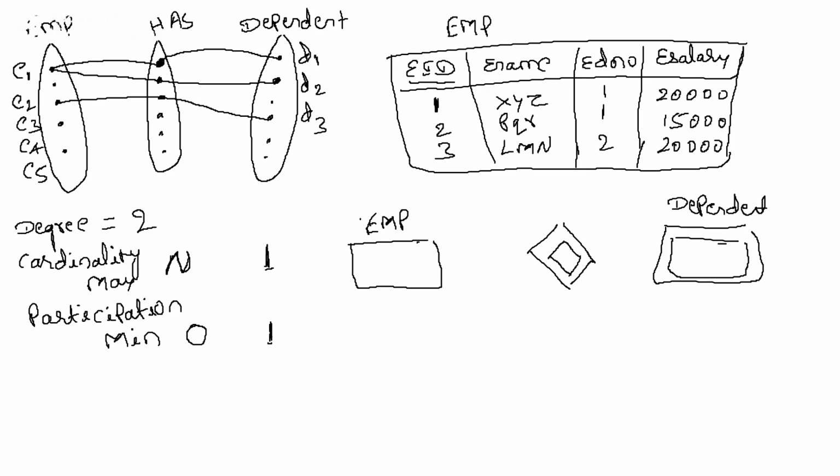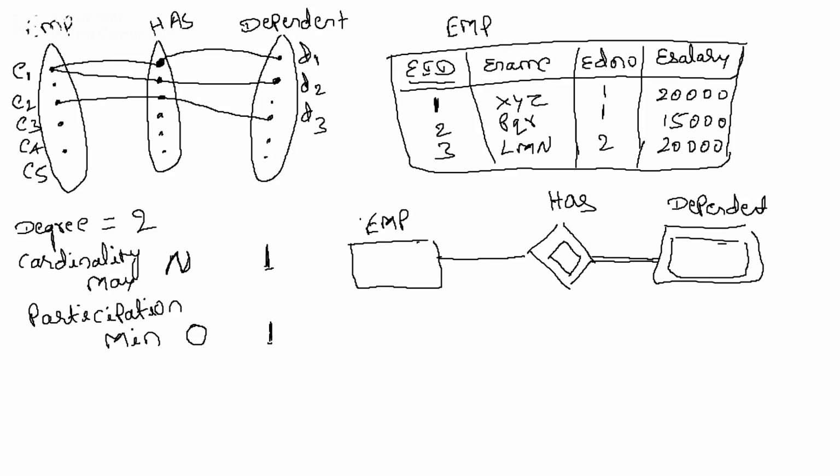Here it is has. Now we need to represent this using single line and double line representation. I said that all the dependents in the dependent entity set are dependent on one of the employees in the employee set. Therefore it is total participation constraint, represented using a double line. But some of the employees may not have dependents. Therefore that is partial participation, represented using a single line.